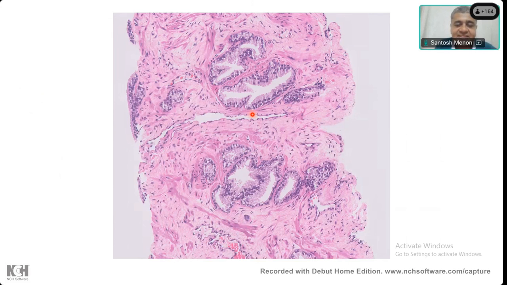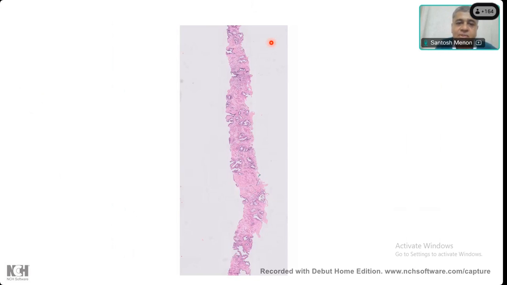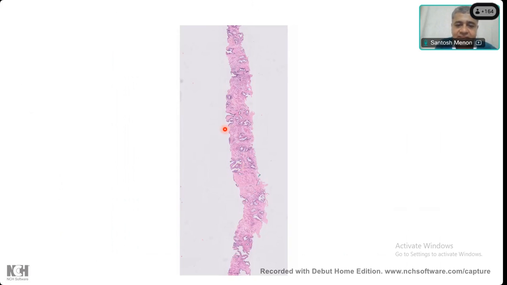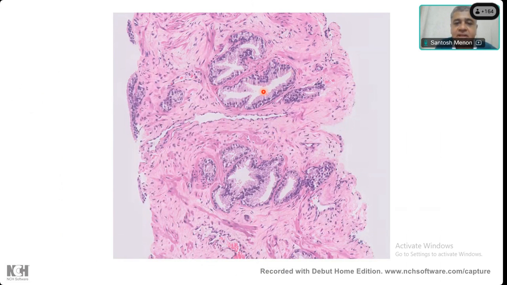Okay. What is the subtle feature on low power which helps you tell that these are benign glands? Even at low power, it is very important to look at the architecture of the glands. So these are generally what we call large glands. They are all together. Look at the lumen of the glands. They are very undulating lumens. You see the stellate kind of lumen? Stellate undulating lumens. So most of these stellate undulating large glands would be benign glands.